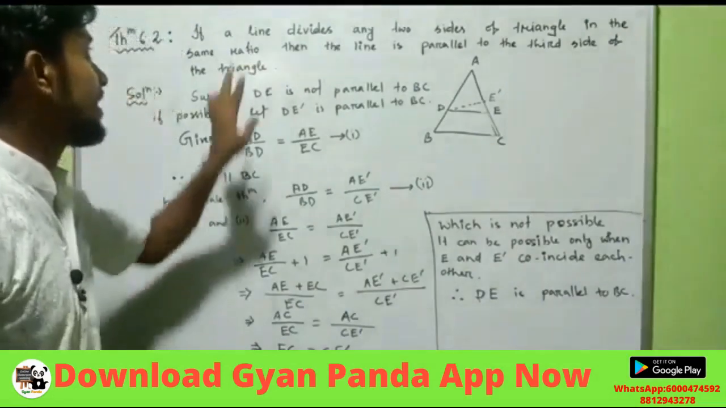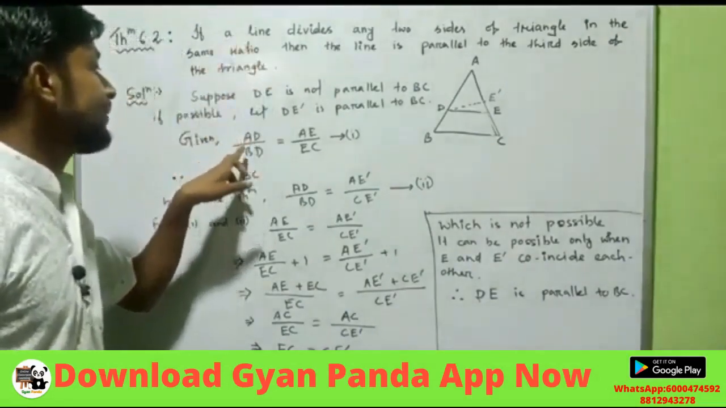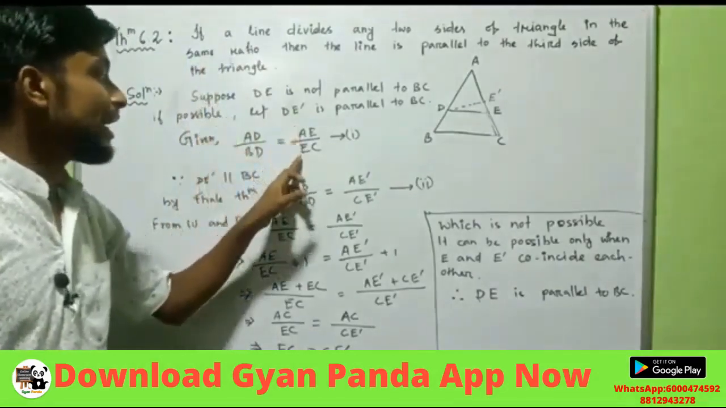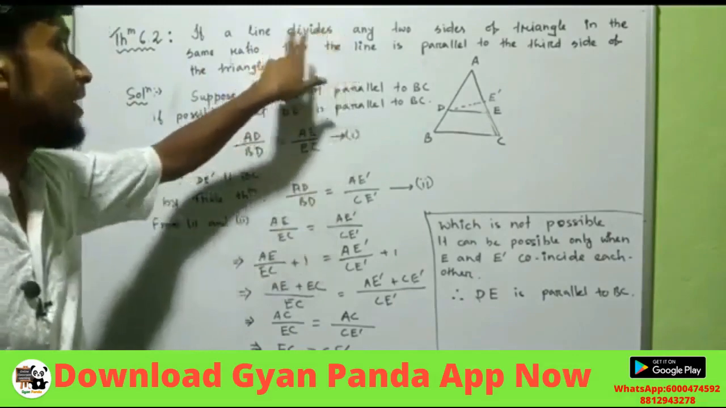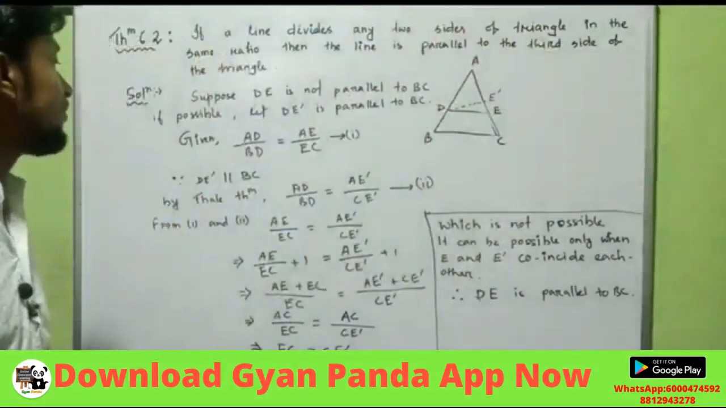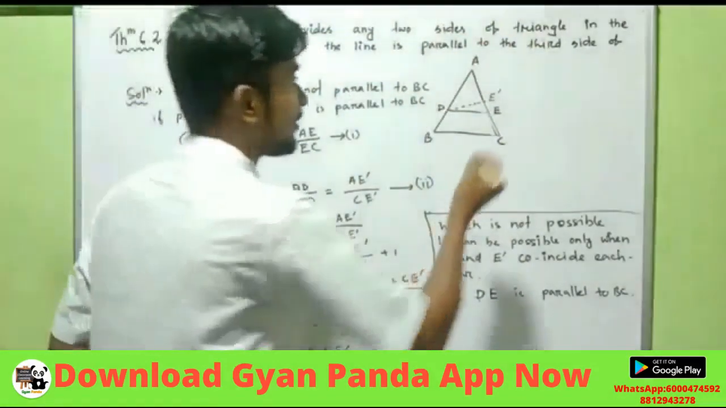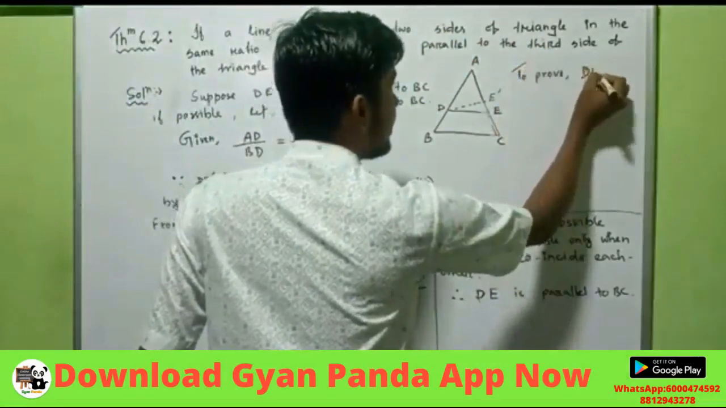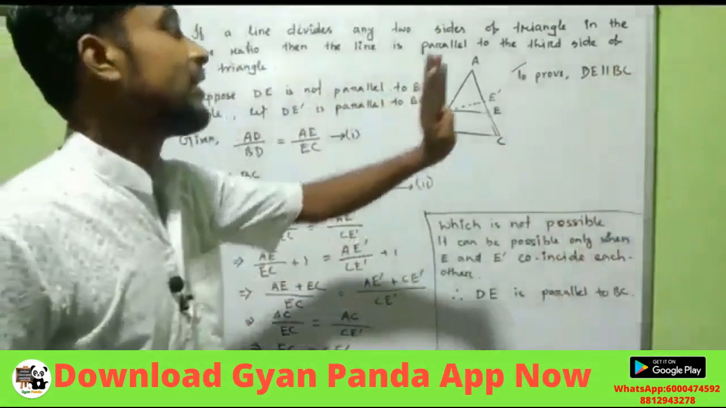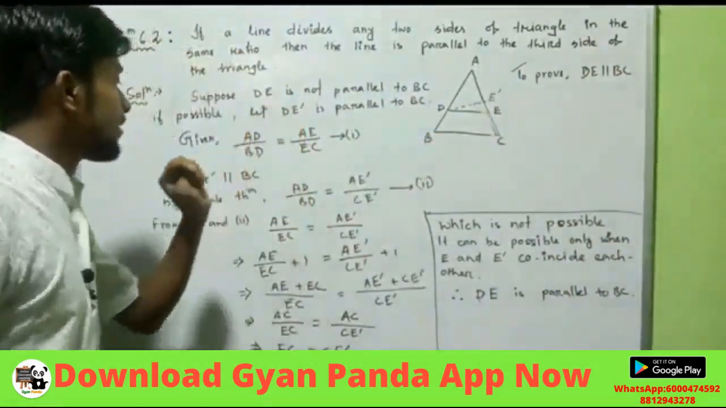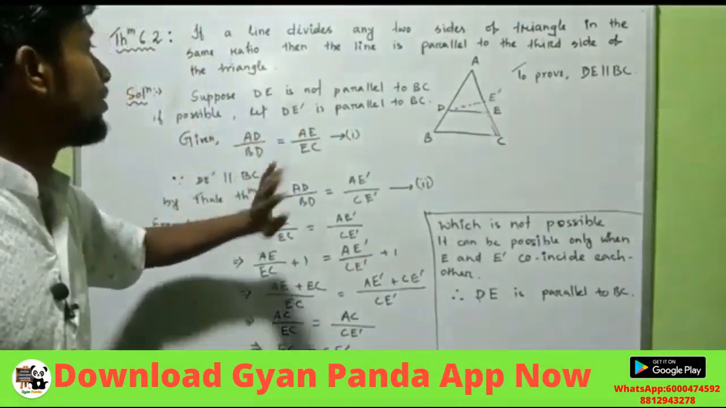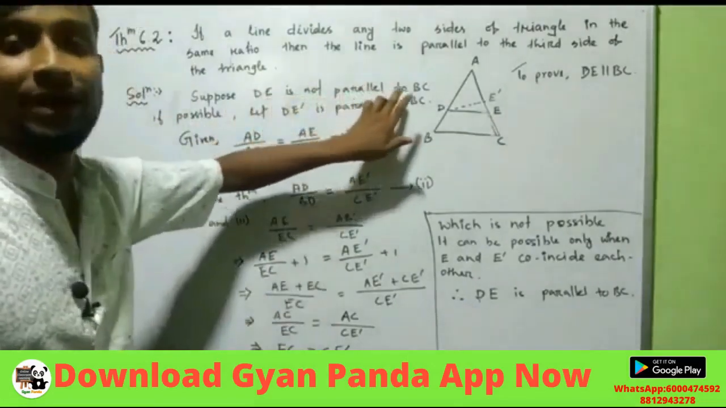So first, what was given to us? It is given that in a triangle ABC, AD by BD is equal to AE by EC. That means a line divides any two sides of a triangle in the same ratio. Then we need to prove that DE is parallel to BC. Alright? So what did we do? We assumed that DE is not parallel to BC.